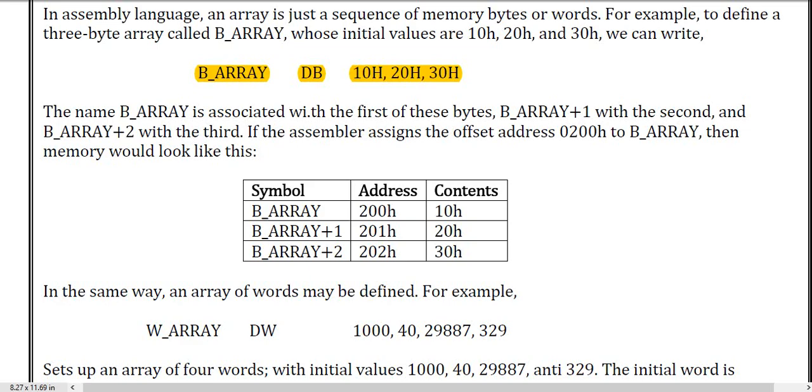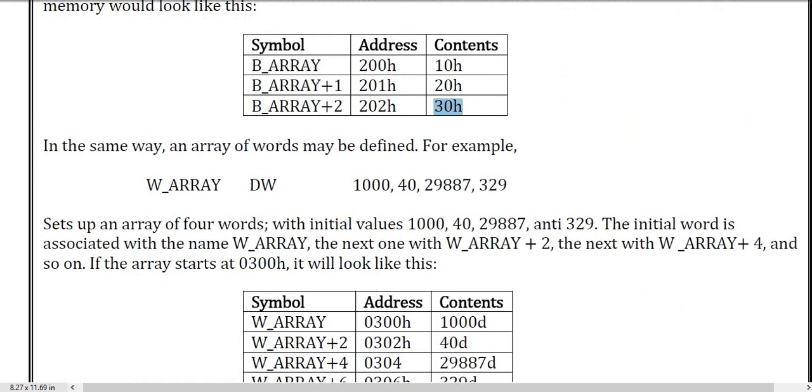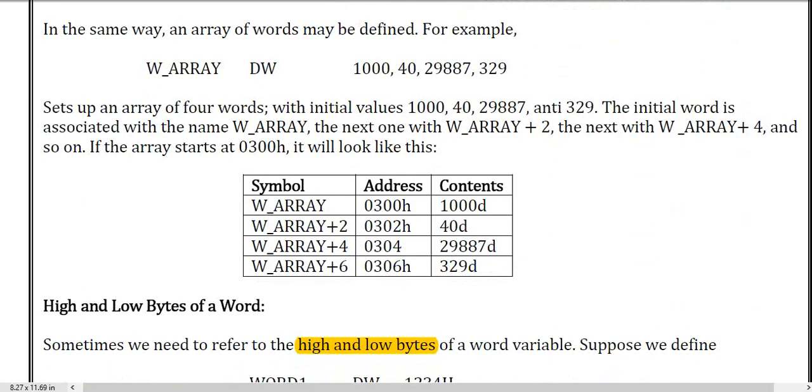By this table you can easily understand that this one is the symbol, or you may say this one is a name. So this 200 is the address which contains 10 hexadecimal value. The next one is 201, which contains 20 hexadecimal value. The next one, which is the memory location 202, contains the 30h or 30 hexadecimal value. That is how the array is declared in assembly programming languages.